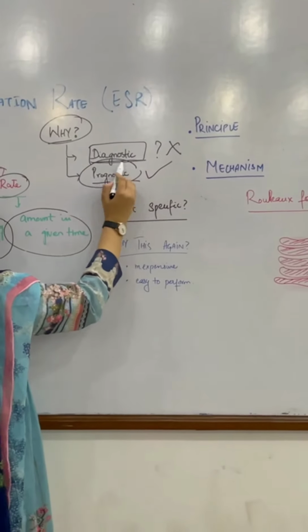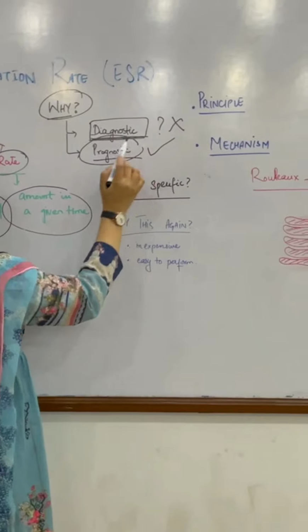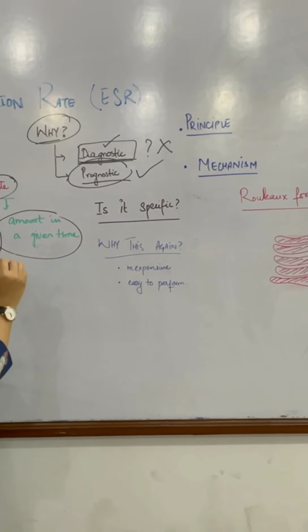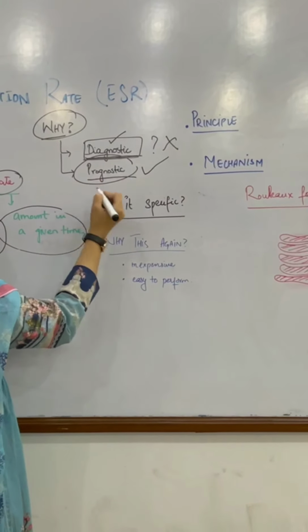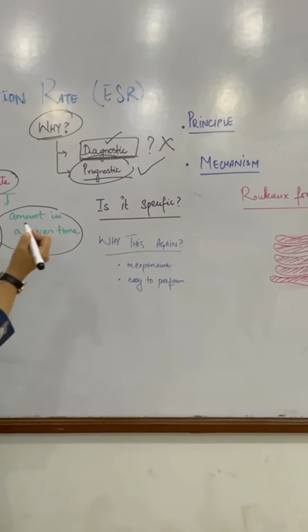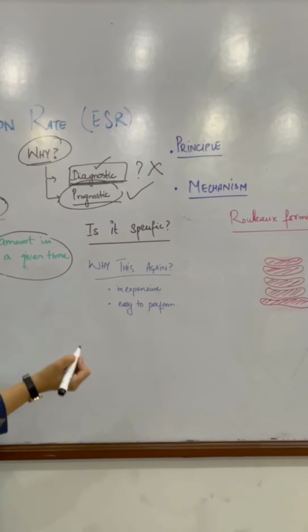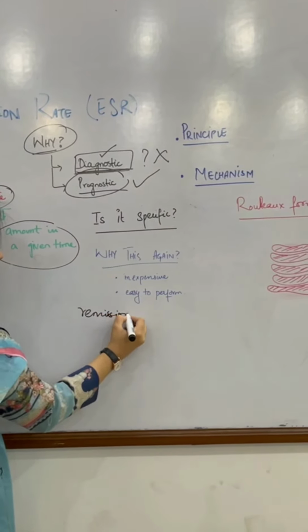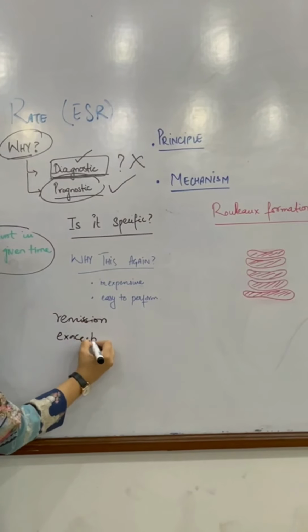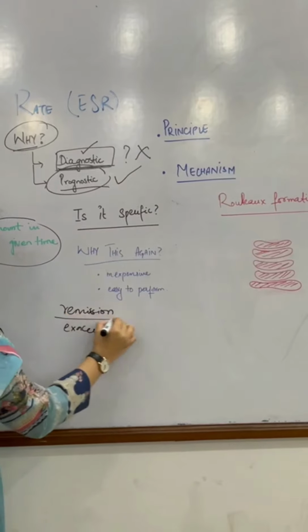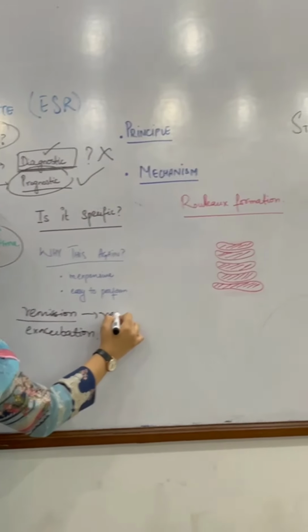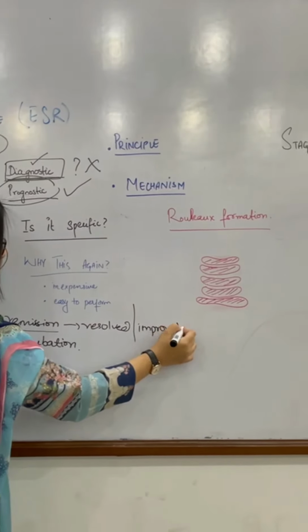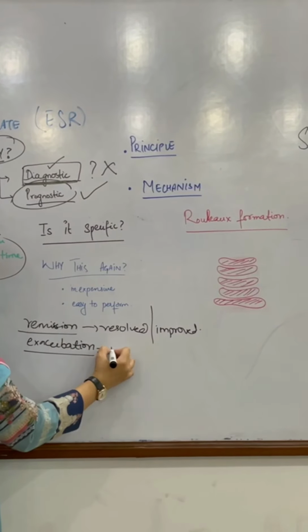Now, what is diagnostic and what is prognostic? Diagnostic is a test that confirms the person is suffering from a disease, and it tells us which disease. But a prognostic test may or may not tell us the diagnosis of the patient, but it will definitely tell us whether the person is having remission or exacerbation. Remission means the disease has resolved or the patient's condition has improved, and exacerbation means the condition has worsened.